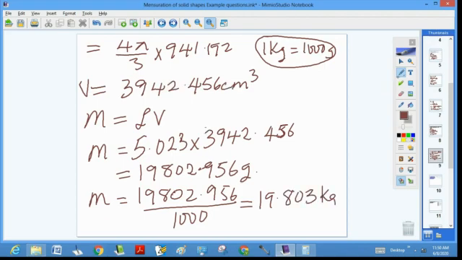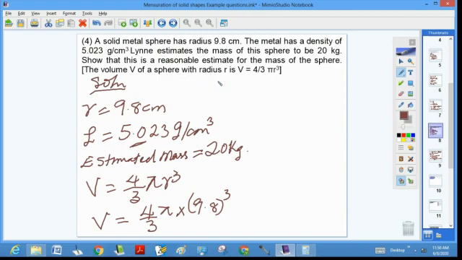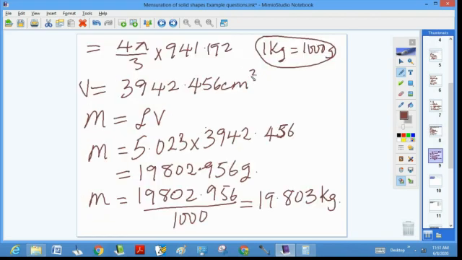So from what the question is asking, show that this is a reasonable estimate. That 20 kilogram is a reasonable estimate. So 20 kilogram is actually a reasonable estimate, because if we approximate this to the nearest whole number, we are going to have it as 20 kilograms.